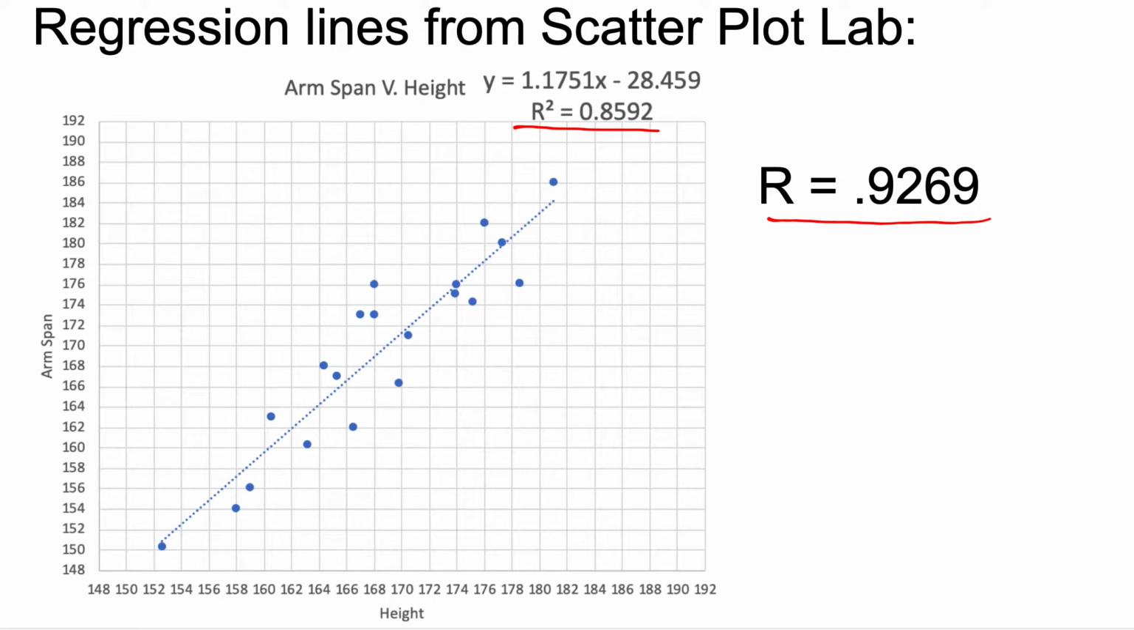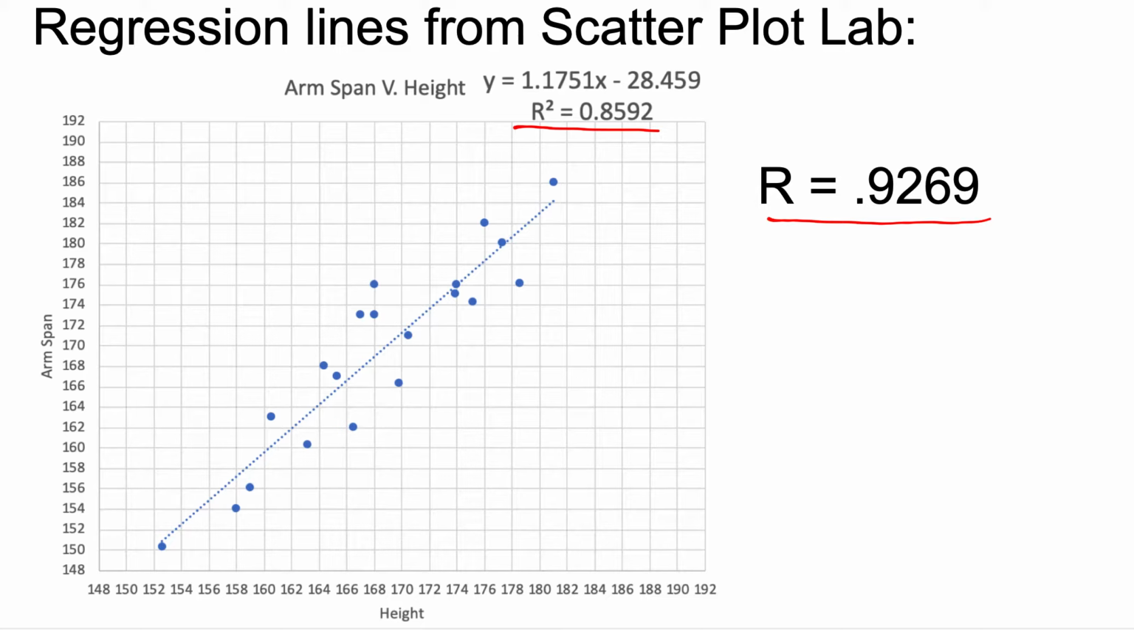By the way, this one even seems to make sense. If body parts are bigger, then other body parts tend to be bigger as well. So if you tend to be taller, you tend to also have greater arm span.